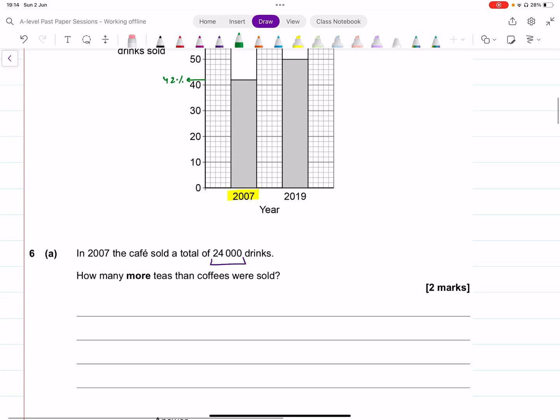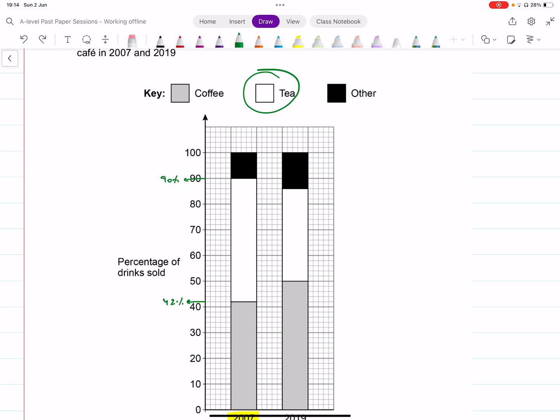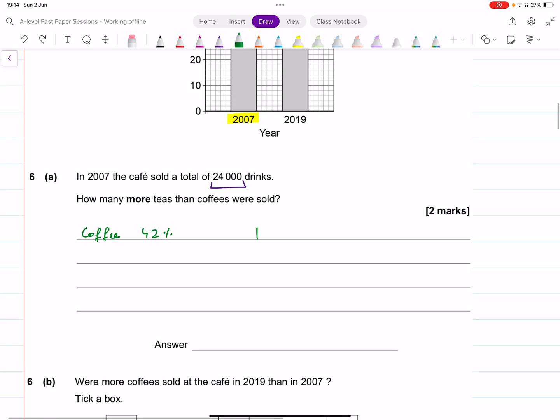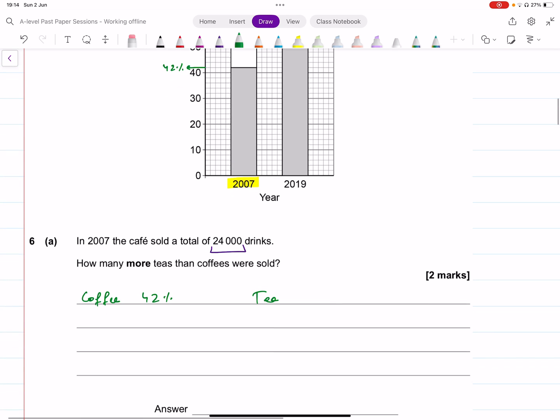So if coffee is 42%, what about tea? That's represented by white color here. Tea is 90% minus 42%, and that becomes 48%. Now, what's the difference between these two percentages? 48 minus 42, that is 6%. 6%, since we're looking for difference, right? How many more teas were sold as compared to coffees? The difference in percentage is 6%.